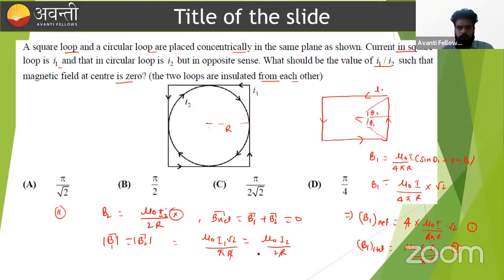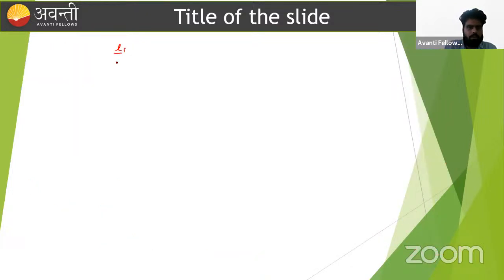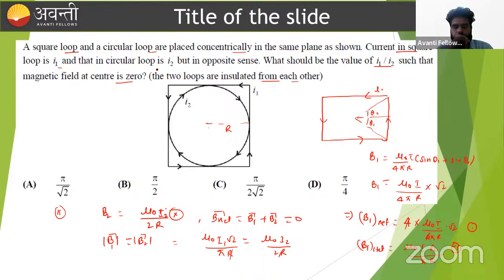We can write down here, and the I1 upon I2 will happen here. I1 upon I2 will equal pi upon 2 root 2. Okay, I think this is clear to everyone how we can write down the value of I1 upon I2. And the option is C. That is the correct answer.